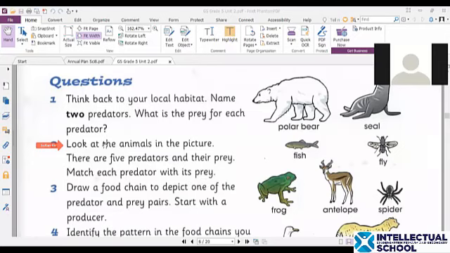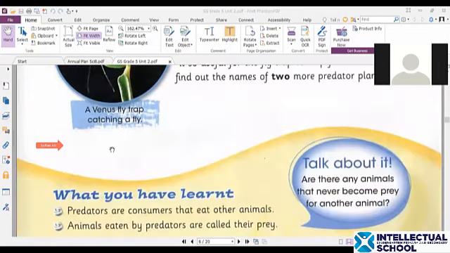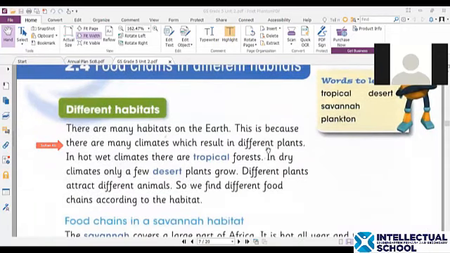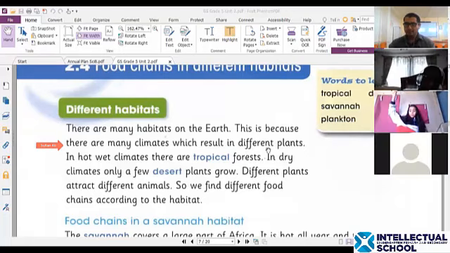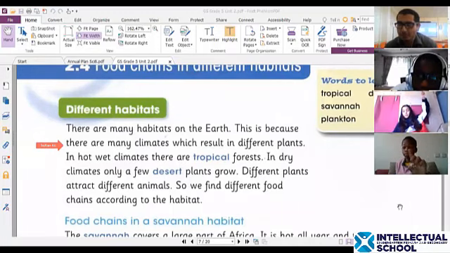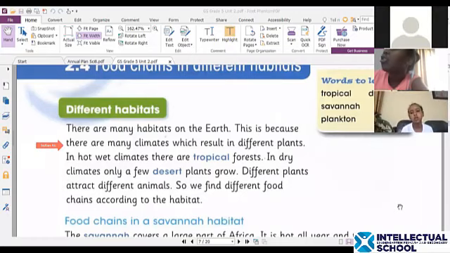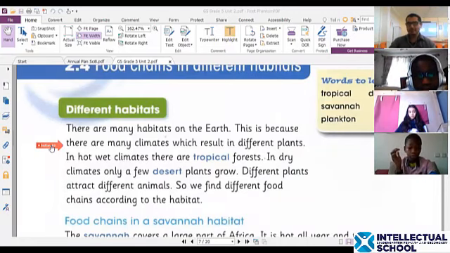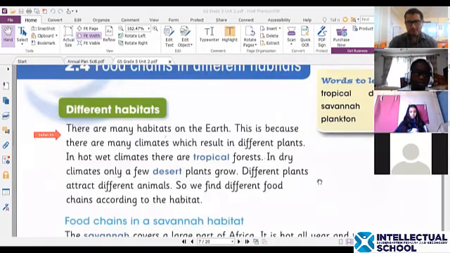Okay, our time is also less actually, so we will be moving here. Food chain in different habitats. So what is a habitat? Anyone of you can tell? Since Sami came late, Sami should answer it. Yes, Sami, what is a habitat? A habitat is a place where animals live. Yes, very good. A habitat is a place where different animals and different birds or different plants live together.